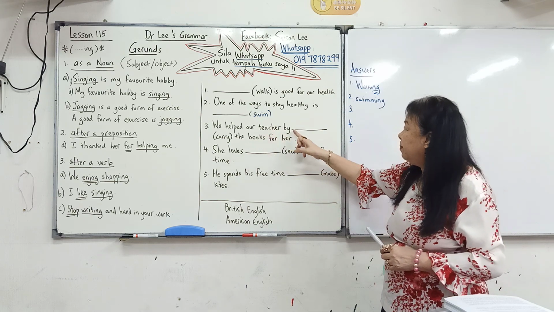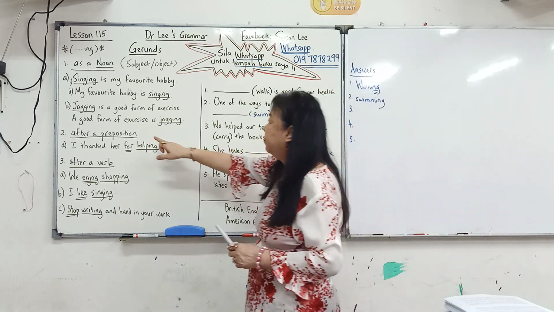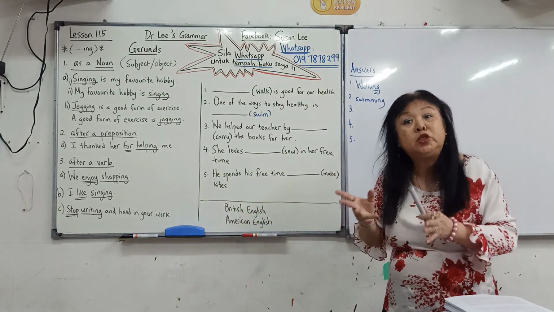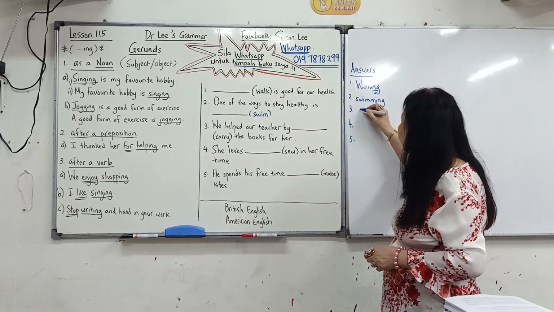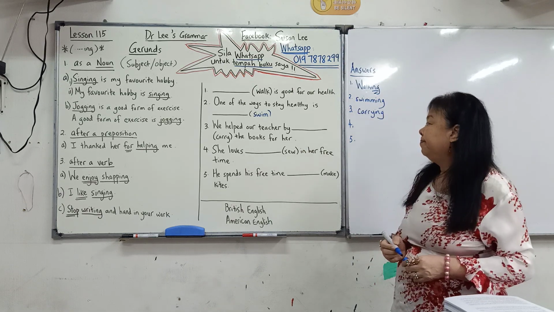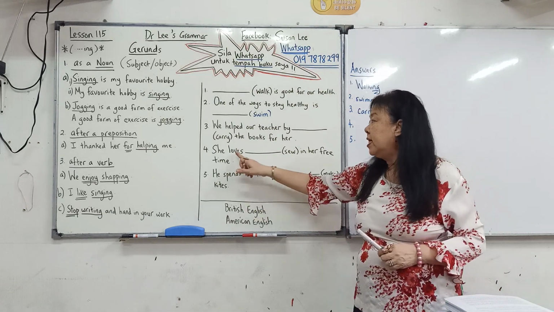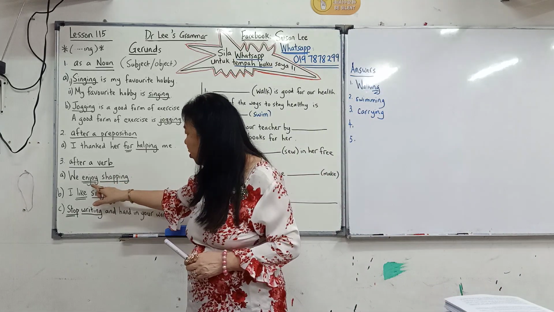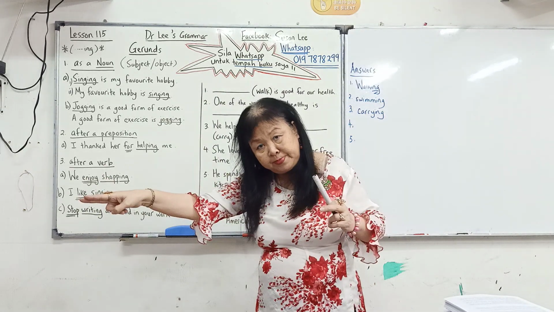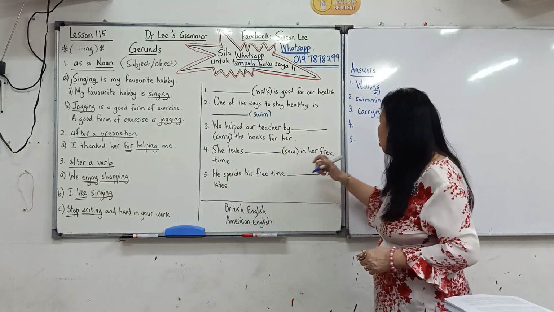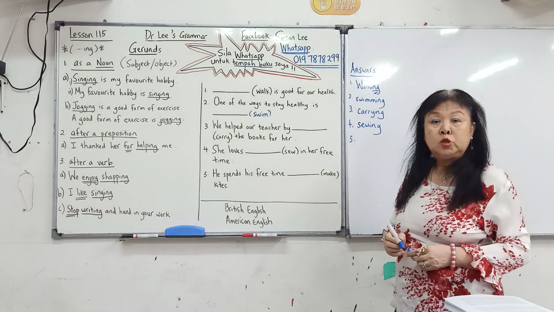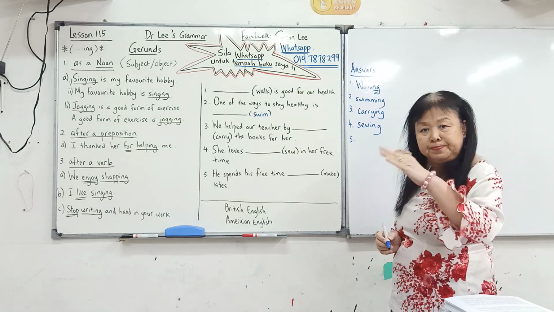We help our teacher by carrying. By is a preposition. After a preposition, we put ing to create a gerund. So carry becomes carrying. Number 4, she loves. Enjoy, like, stop, verb. Two verbs together. The second verb you put ing. So sew becomes sewing. So sewing is a noun, verb noun.